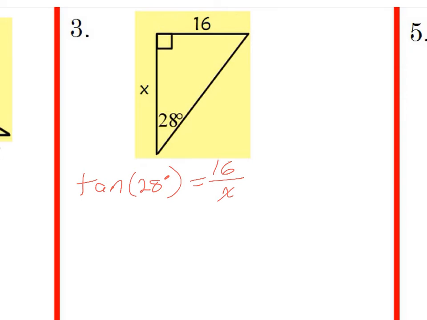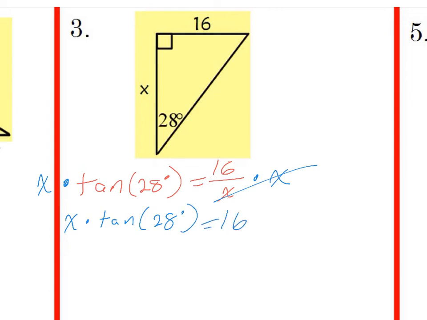So what we're going to do is actually move x. Generally the rule is we don't move x unless we have to, but if x is on the bottom, then we have to. We saw that x was on the bottom, which means it's being divided. So we're dividing 16 by x, so we're going to multiply by x on both sides. What that does is make that x go away, and we have x times the tangent of 28 degrees equals 16.